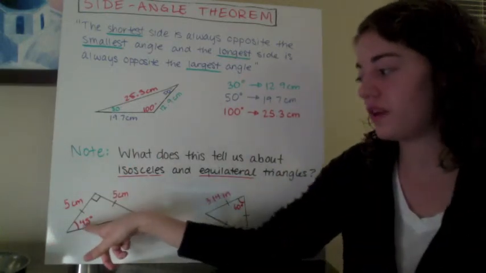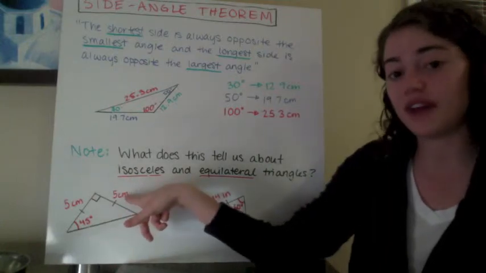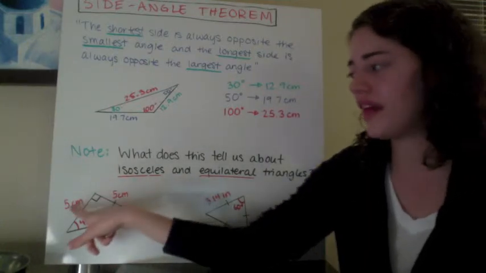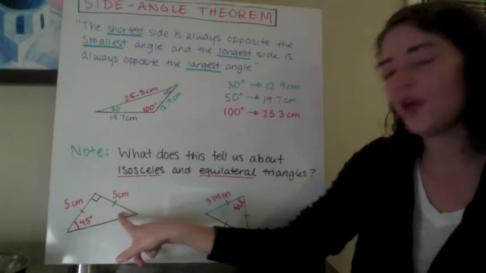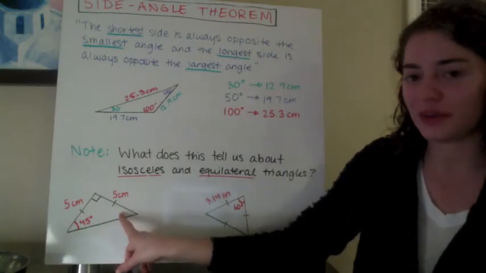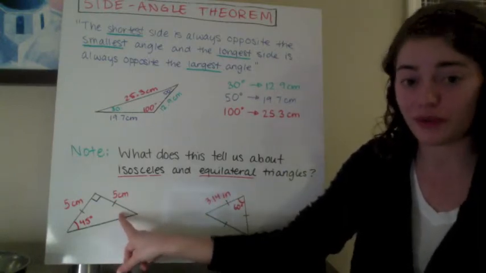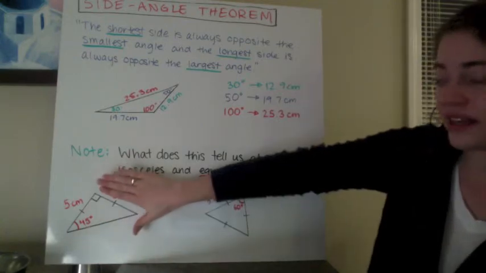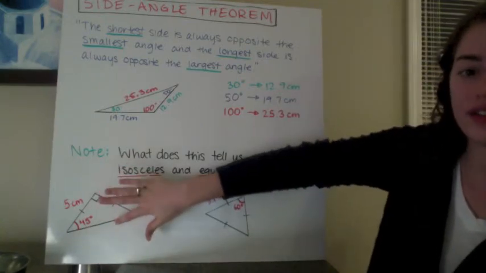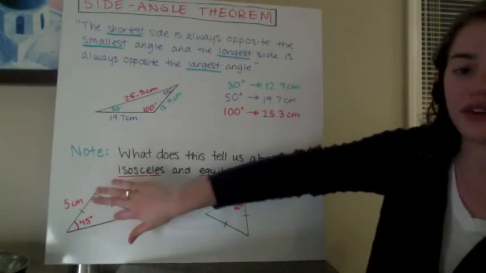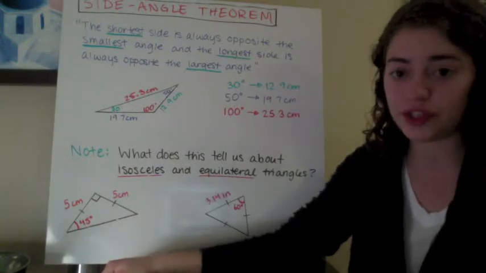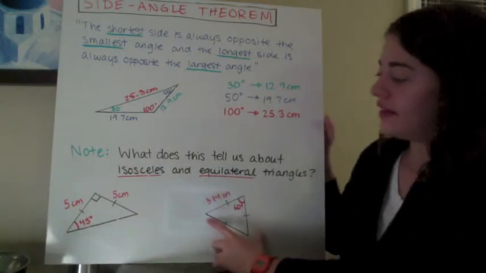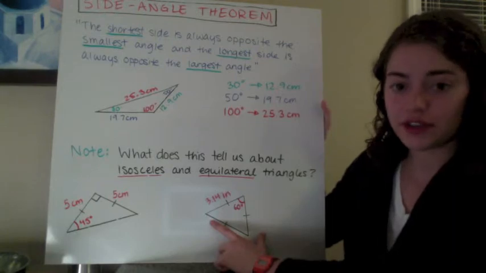If I know that this is 45 degrees, and that's 5 centimeters, and I know that that's also 5 centimeters, what do you think the measure of these degrees is going to be? It's also going to be 45. Let's say I wasn't given these side lengths, just that these two angles were both 45 degrees, I could come to the same conclusion. In this example, I have an equilateral triangle.